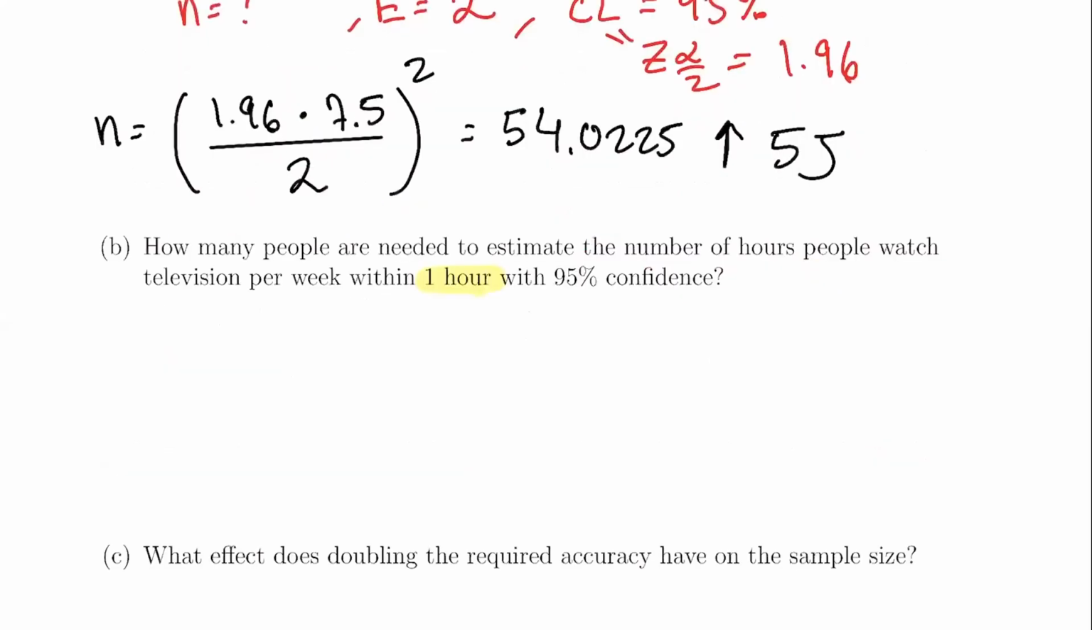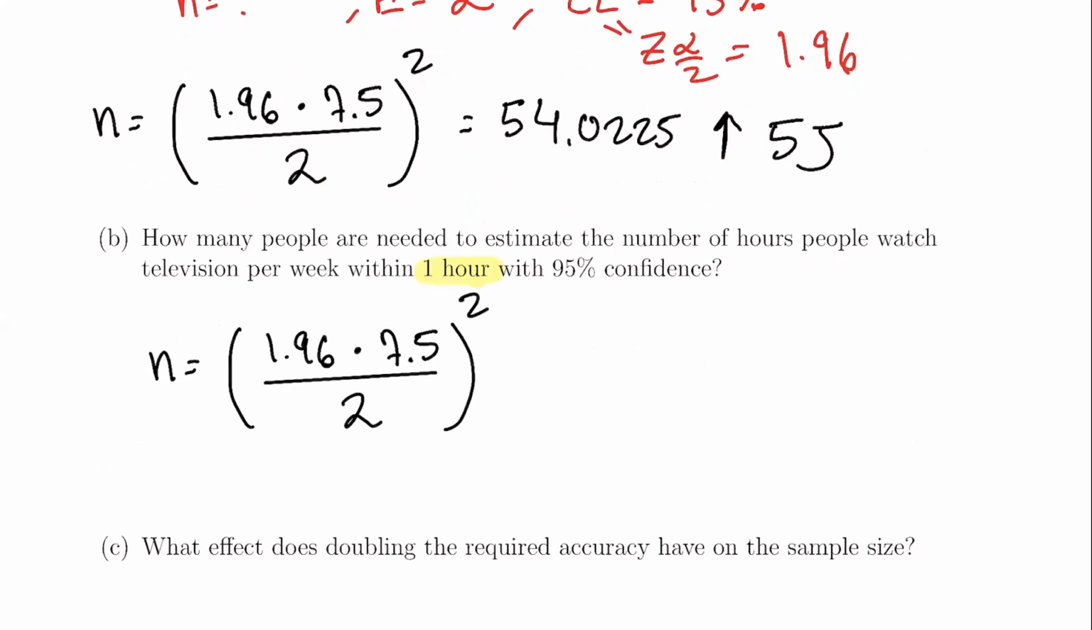All right, so let me copy and paste this. The only thing we're going to change is this 2, and we're going to change that to a 1. If you look at that, you get 216.09, and that's equal to 217. And we're done. And that's it for B. Any questions for B?